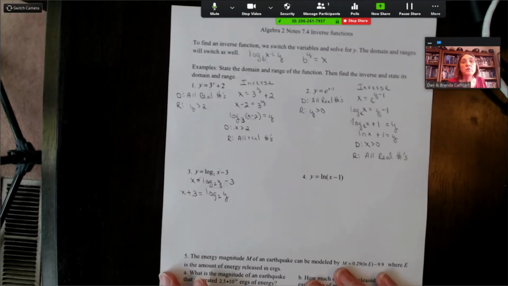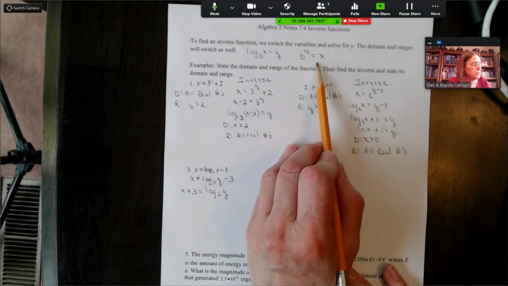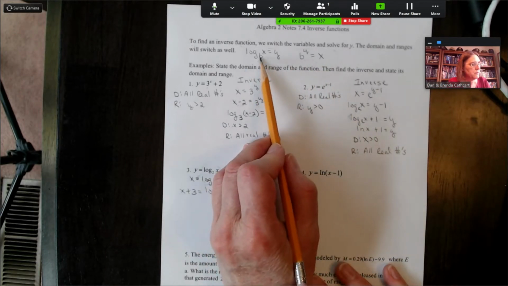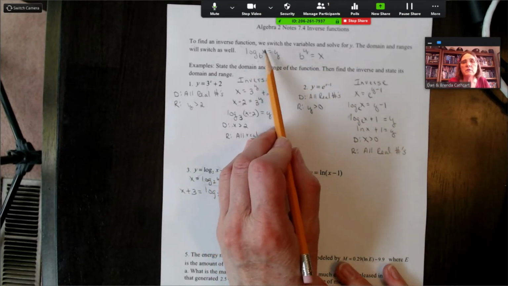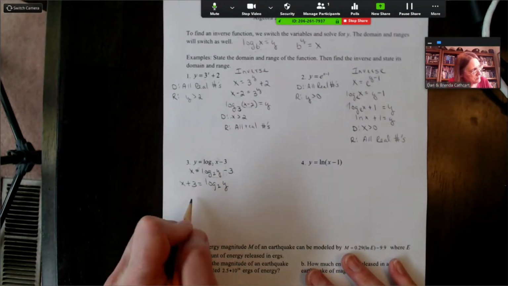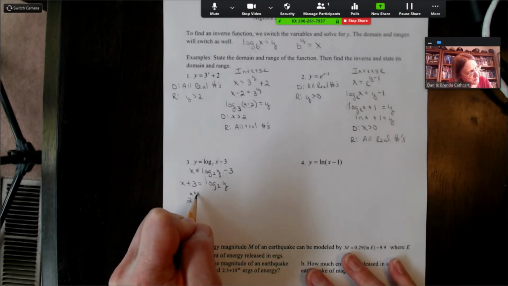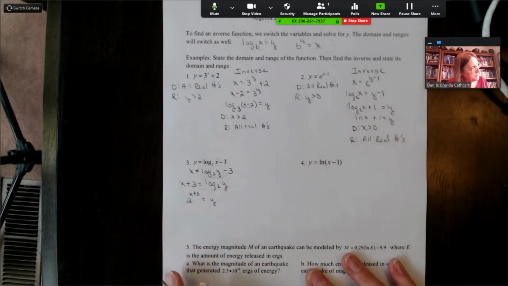And now we're going to make use of our property here. I can switch it from log form to exponential form by taking the base to the exponent equal to the argument. So our base is 2 raised to the x plus 3 is equal to y.